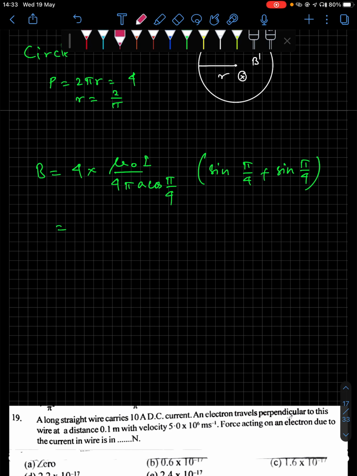So 4 into this. So this is the value of B. A cos pi by 4 value is half straight away. Clear? Now 4 cancels. So this gives you 2 mu naught I. And here sine 45 is 1 by root 2, right? Sine 45 plus sine 45 is 2 sine 45. Therefore 2 into 1 by root 2.